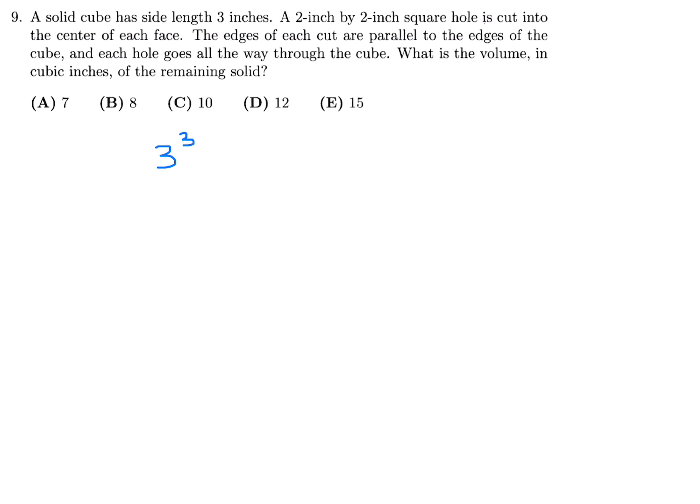First and foremost, we've got the volume of the original solid, which will be 3 to the power 3, which is 27. And then the holes cut through all sides have a common center, which has a volume of 2 to the power 3, which is 8.